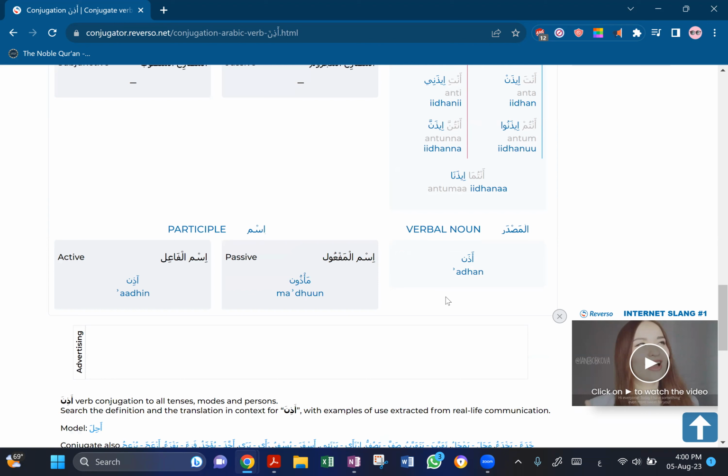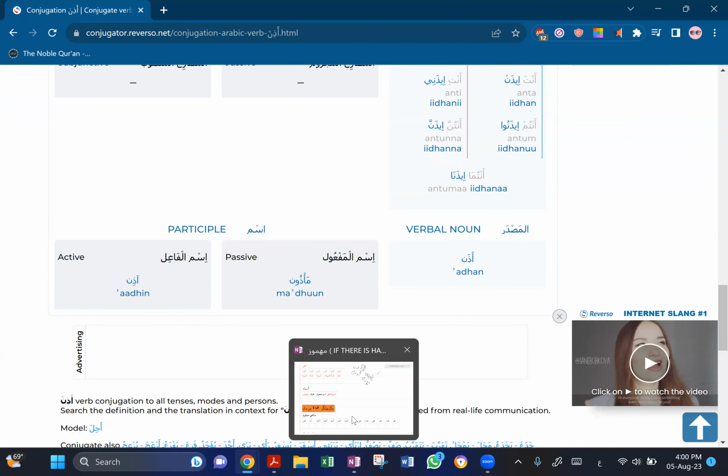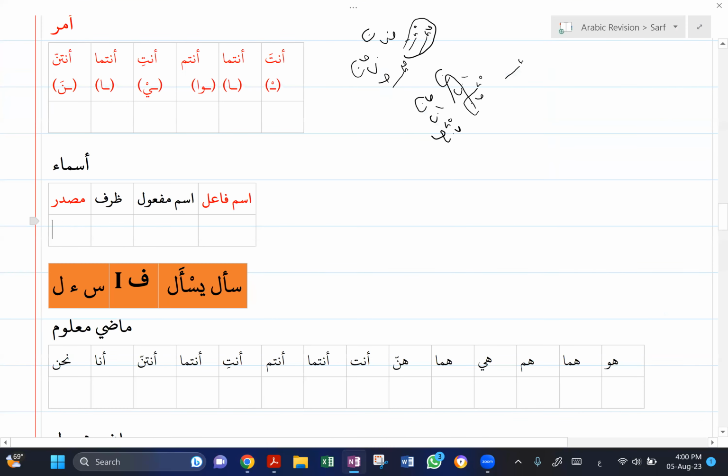So this is one from another software that I have on my phone. It's an Android app. Maybe I can share it in the chat later on. So I have adhan, idhan, and adhana. So they're giving me three there. Yeah. So adhan, we can just go with adhan for now. So that would be the masdar there. So adhan.